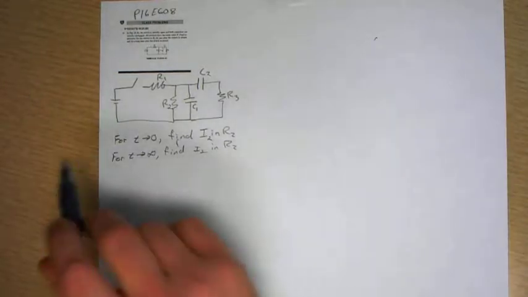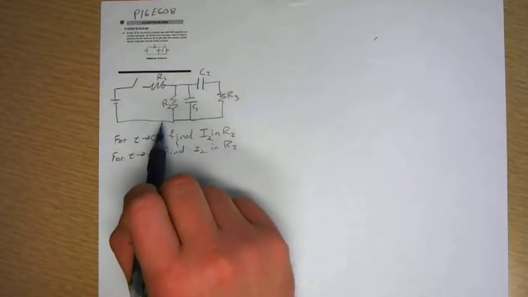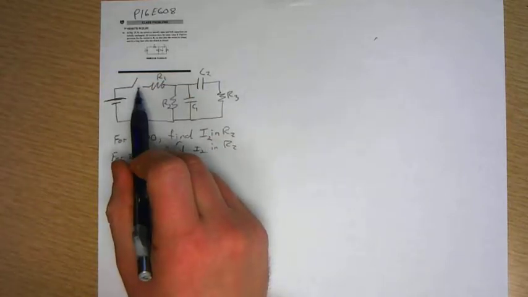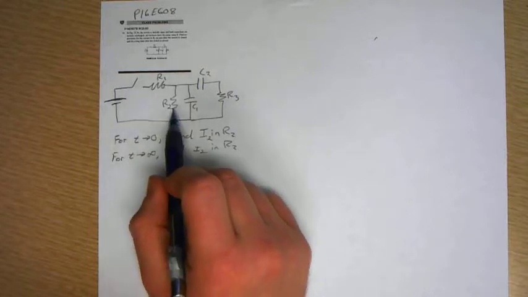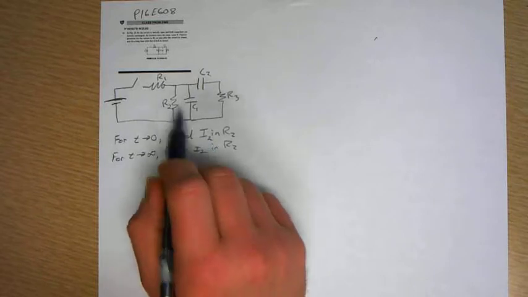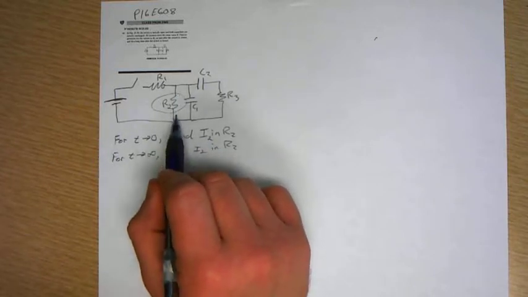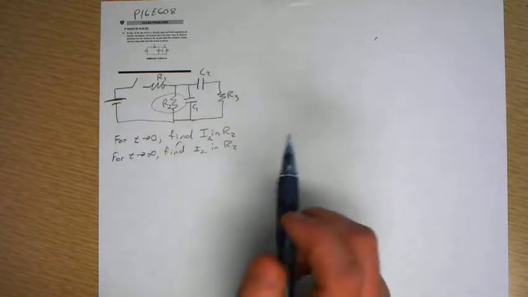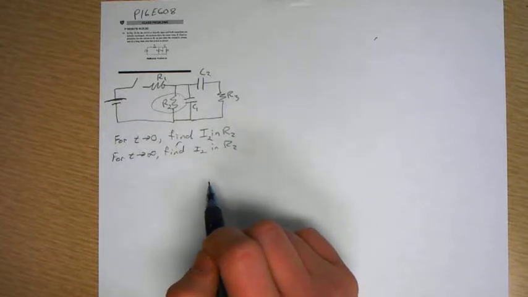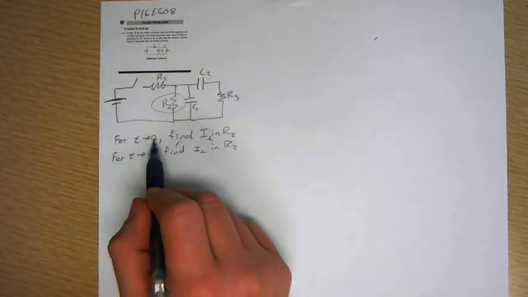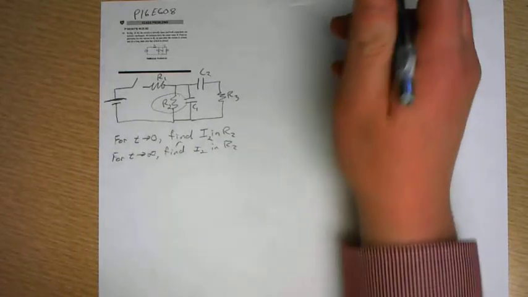So this is an interesting question. We've got this circuit set up where we have a battery connected to the rest of the circuit with a switch in between. We've got some resistors and some capacitors set up. And the question asks us to find the current through R2, this resistor right here, when the switch is immediately thrown and when the switch has been open for a long time. So in other words, for time approaches 0 and for time approaches infinity.